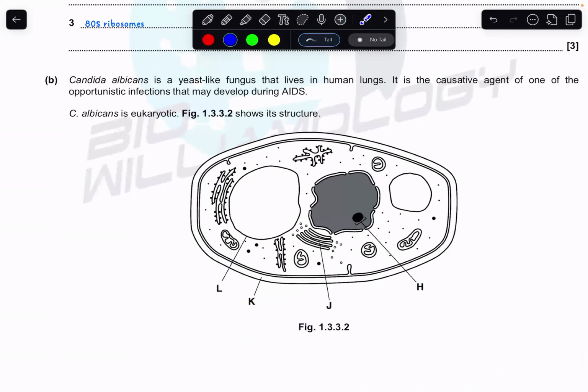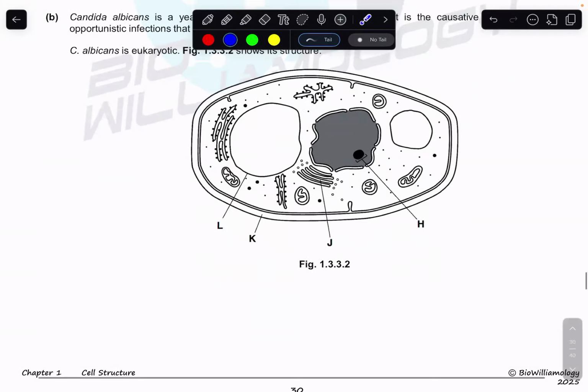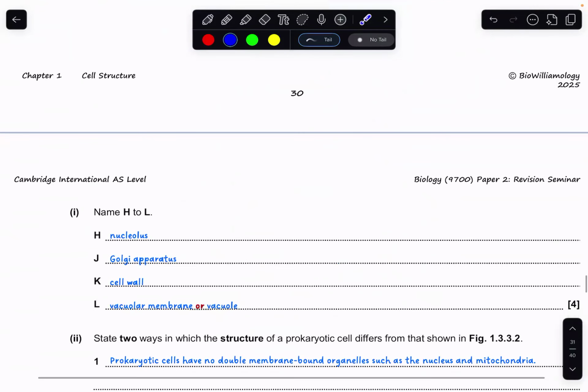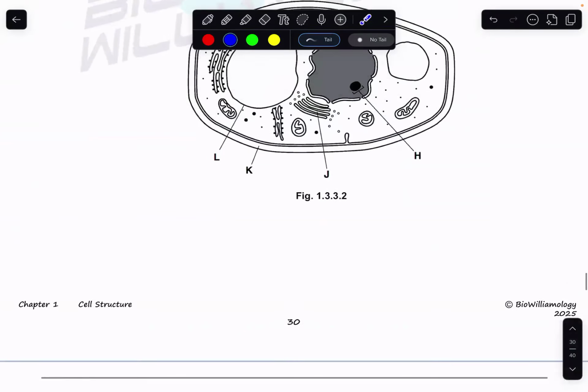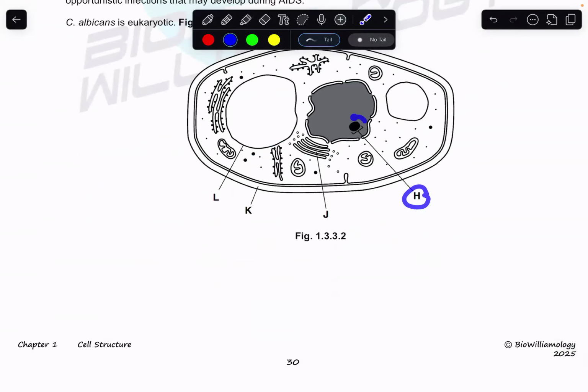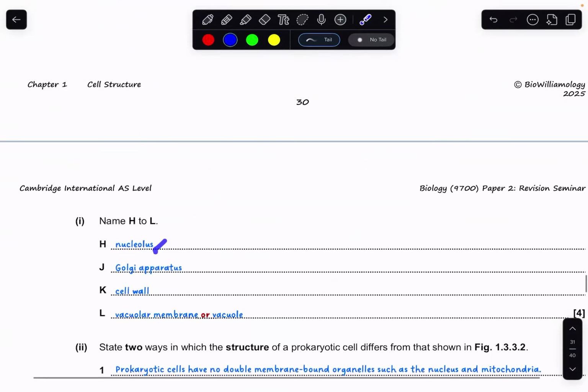Candida albicans is a yeast-like fungus that lives in the human lung. It is the causative agent of one of the opportunistic infections, which you will learn in chapter 10, infectious diseases that may develop during AIDS. So we have H, J, K, and L. Name H to L. For H, you can see that the structure points to the nucleolus. If I wanted to indicate the nucleus, I would point to the center region of the nucleus. So the answer here is nucleolus.